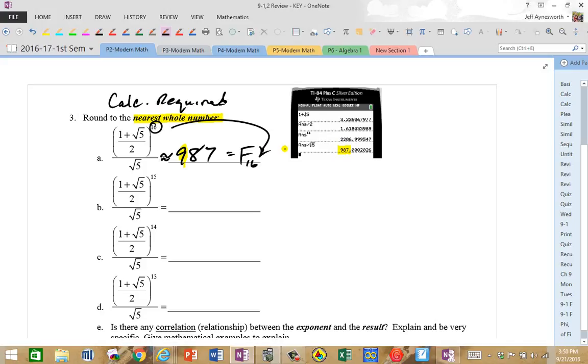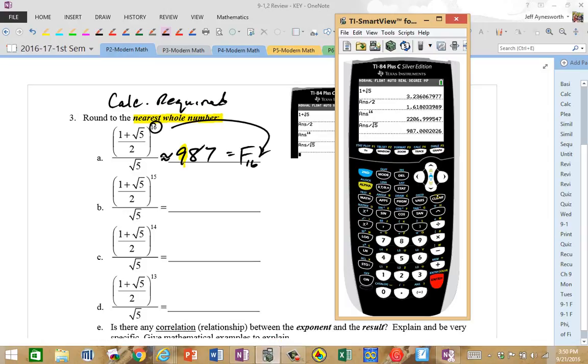So let's do it again, okay? Watch this. I'm going to take the same step-by-step approach. So 1 plus the square root of 5. Hit enter. Divided by 2. Hit enter. Raise it to the 15th. Hit enter. Now divide it by root 5. Look at that.